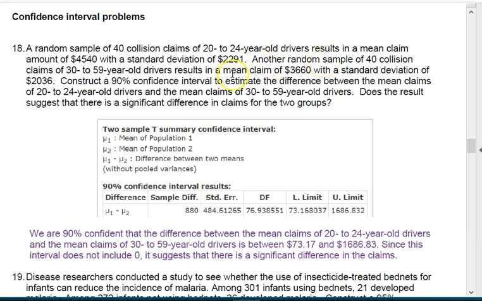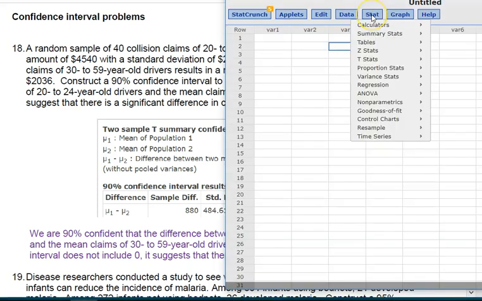This is where we have the mean claims for two different sets of drivers. But this time, instead of doing a hypothesis test, we're going to construct a confidence interval to estimate the difference between the mean claims of the two groups of drivers. So in StatCrunch, because we're talking about two different means, what we want to use anytime we're talking about a mean is the t-stats. This time we've got two sample with summary.